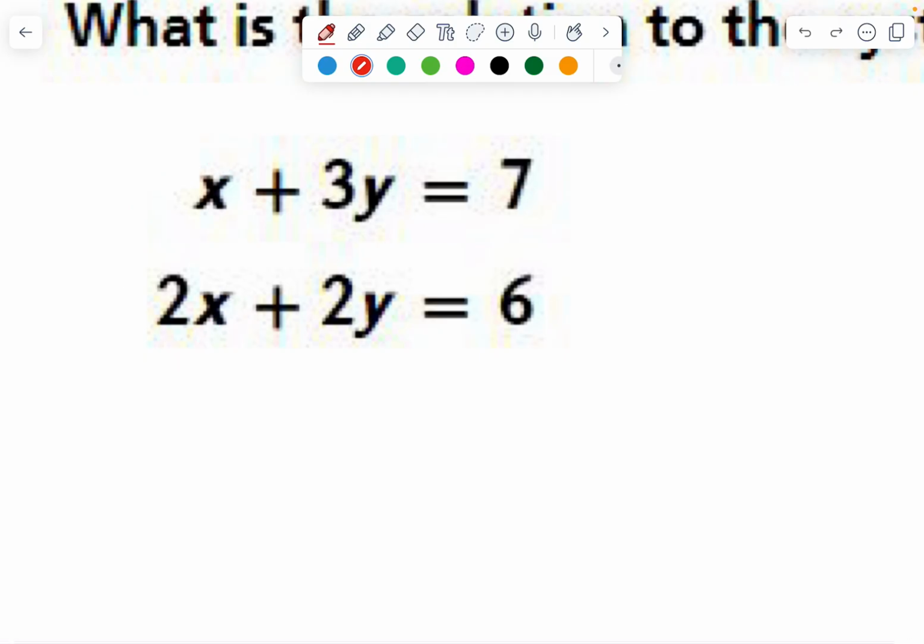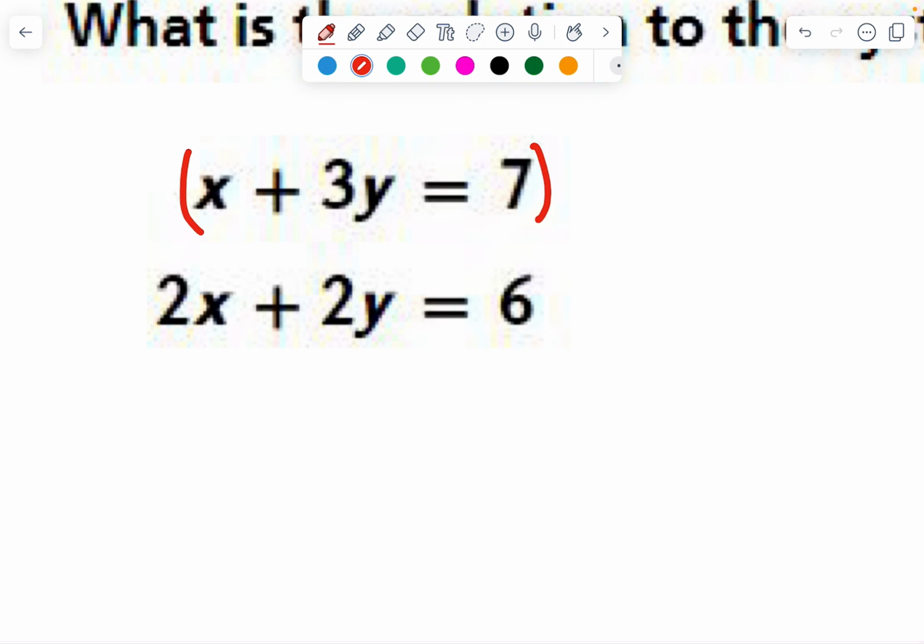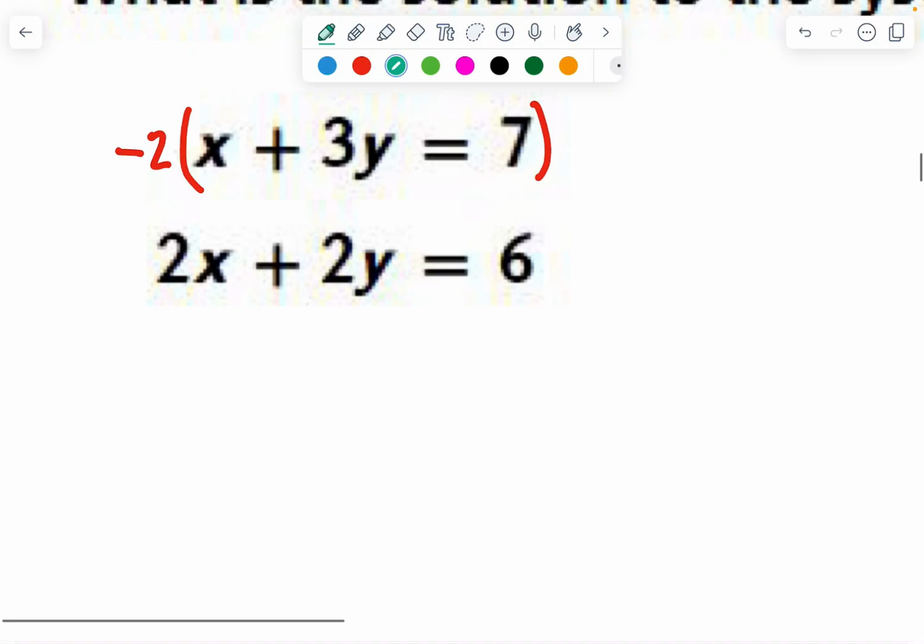So to get x the opposite of 2x, I would have to multiply by a negative 2, because I want this to look like this right here. But I can't just multiply the x by negative 2. I have to multiply the entire equation by negative 2, because otherwise you're changing the entire equation. But if you multiply every single term, it's not changing the equation. It's still going to be an equivalent equation. So I'm multiplying every term by negative 2.